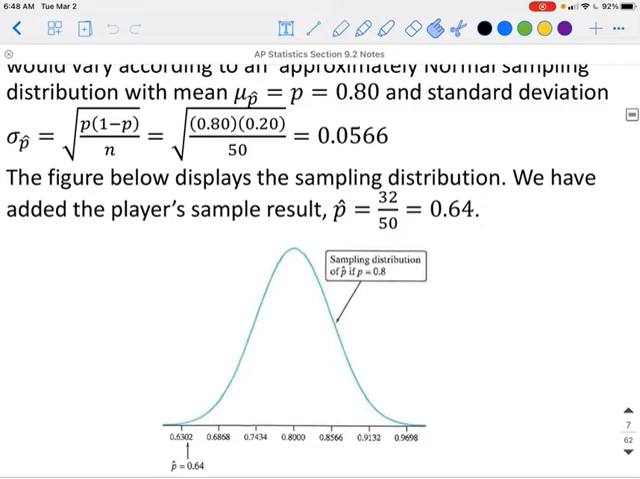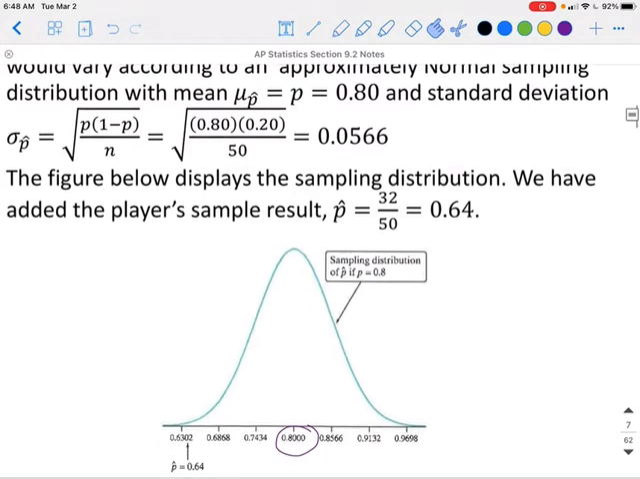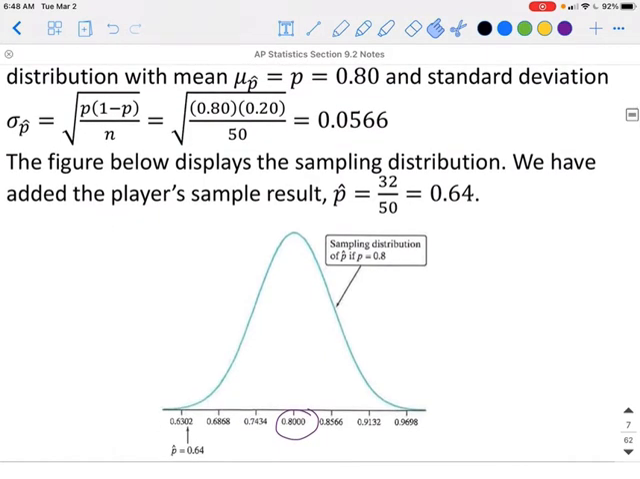The figure below displays the sampling distribution. We have added the player's sample result. So this is our sampling distribution as a whole. Our center is that 80%. We used our standard deviation to create our distribution here, and then the value that we got for that one sample is all the way down here.